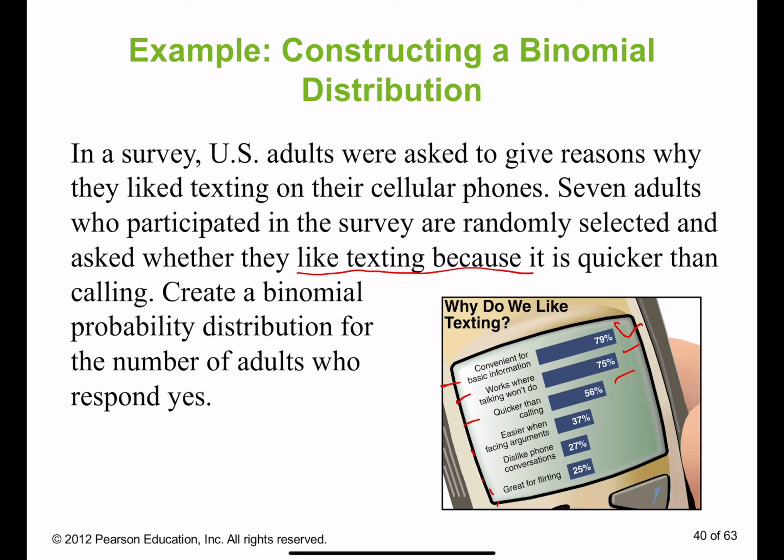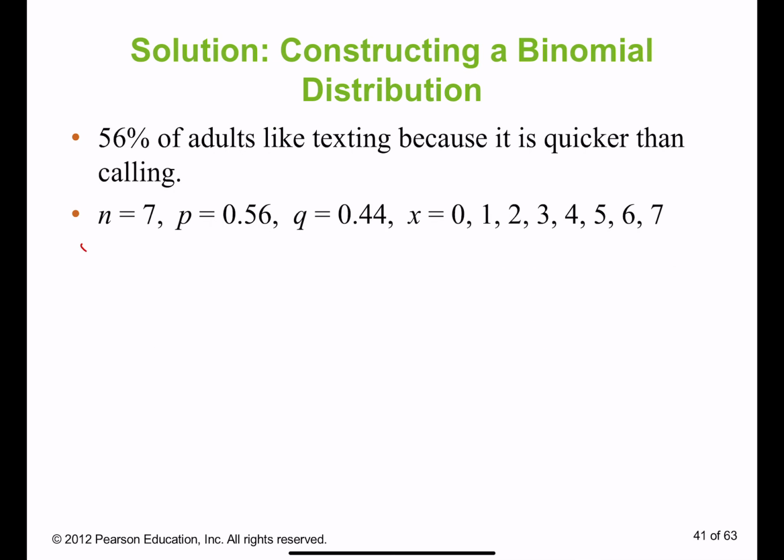Like texting because it's quicker than calling. And that is 56%. Correct? Okay. So in total, they questioned 7 people. Probability of success, 56% answered this way, which means q will be 1 minus 0.56, which is 0.44, and x goes from 0 all the way to 7.